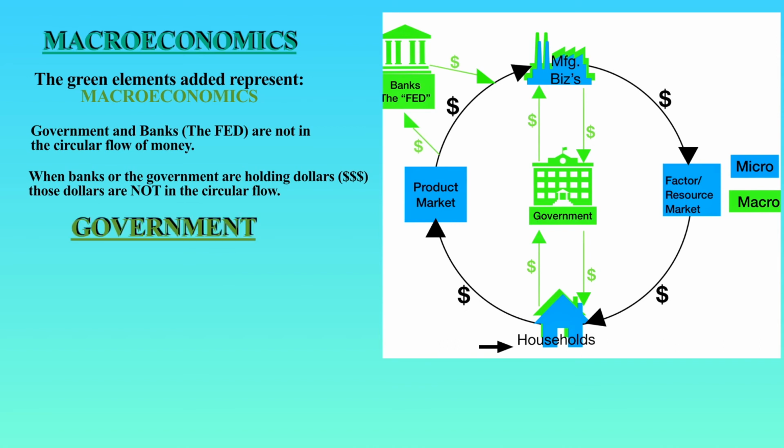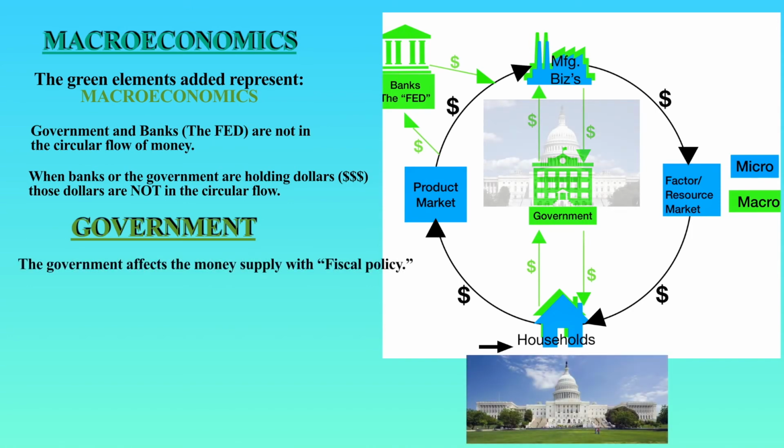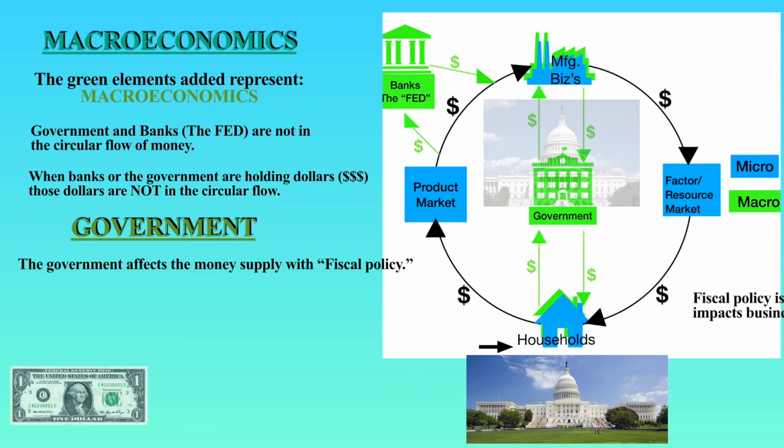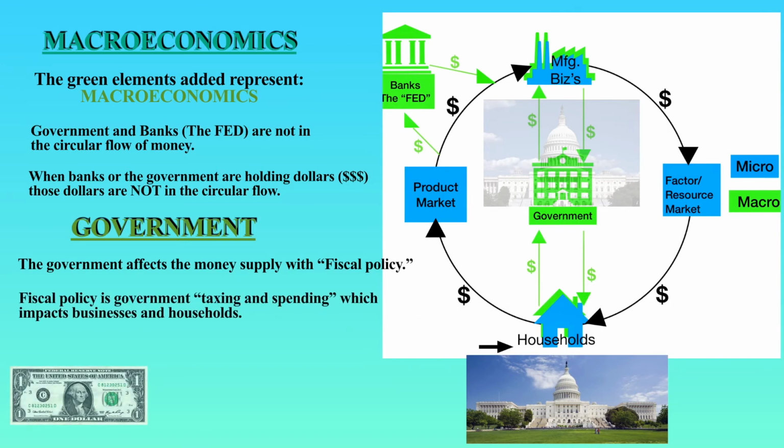So let's move on to the government. The government affects the money supply with fiscal policy. It's a fairly technical term, but as with many things in economics, the terms seem technical, but the concepts are often, as in this case, very simple. This is the financial aspect of the government. Fiscal policy is the government doing two things: taxing and spending, which impacts businesses and households.